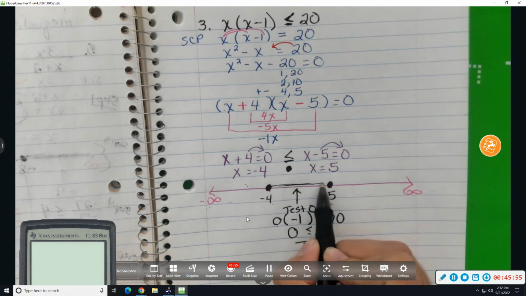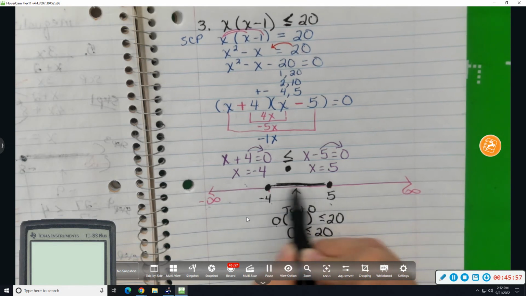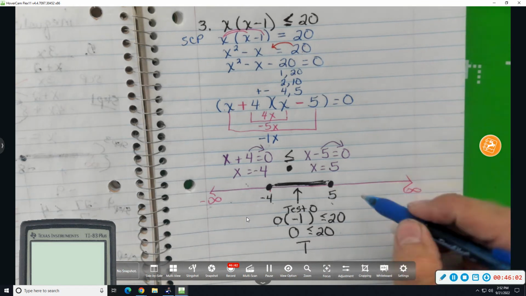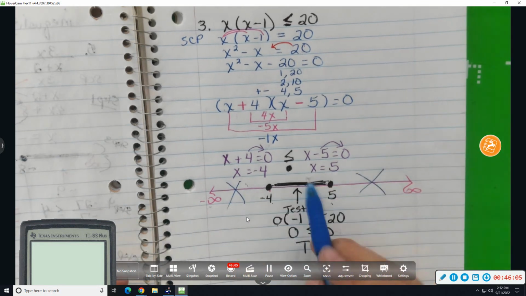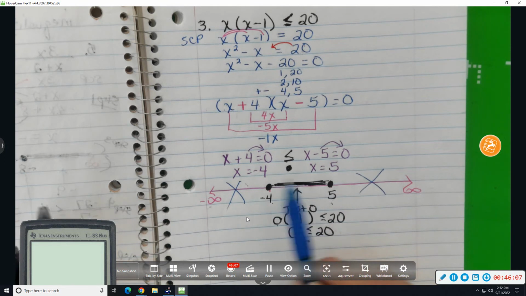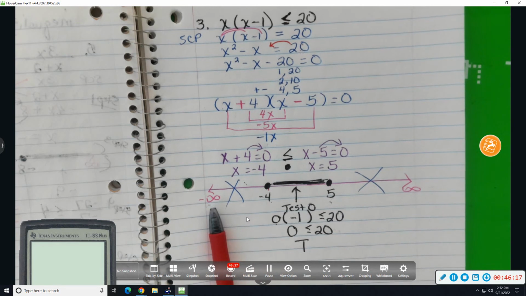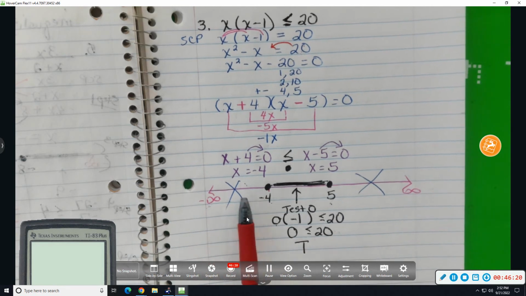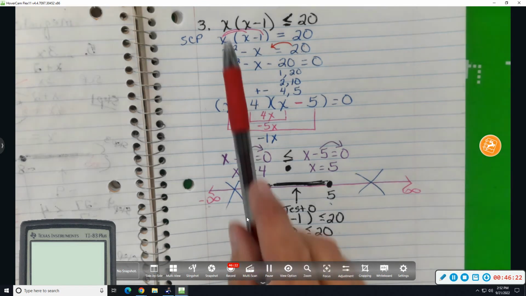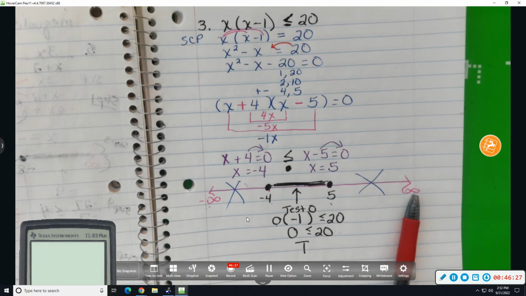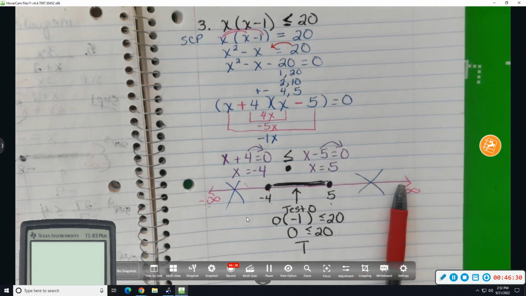So that means shade this interval. Are we going to shade any of the other intervals? No. Cross them out. If the middle one is true and they alternate, then the other ones have to be false. Now, if you just want to test and make sure, choose a number between negative 4 and negative infinity, like negative 5, negative 6, negative 7. If you want to test that one and make sure you get a false one, or choose a number between 5 and infinity, like 6, 7, 8, 9, 10, fine.